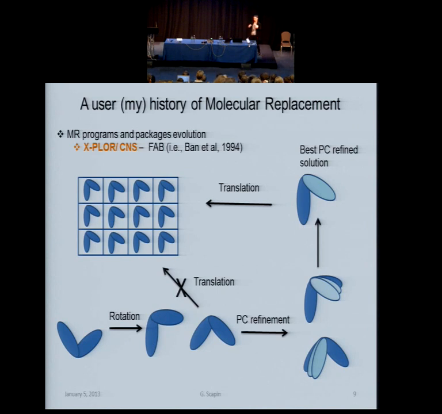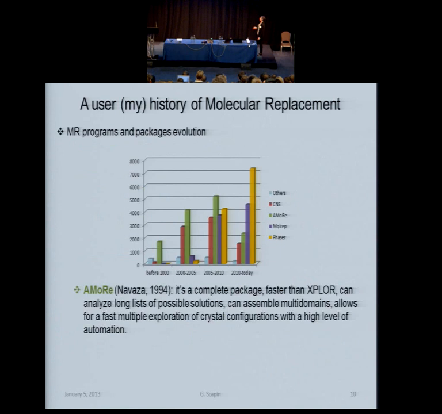And I got to a point in which I needed something much faster, and that's when I moved to using Amore. Amore was a complete package. It was way faster than Explore. That's why I liked it a lot. It was also much more flexible, or at least I felt that it was, and allowed me to use different input models, but also different input spaces as a search space.